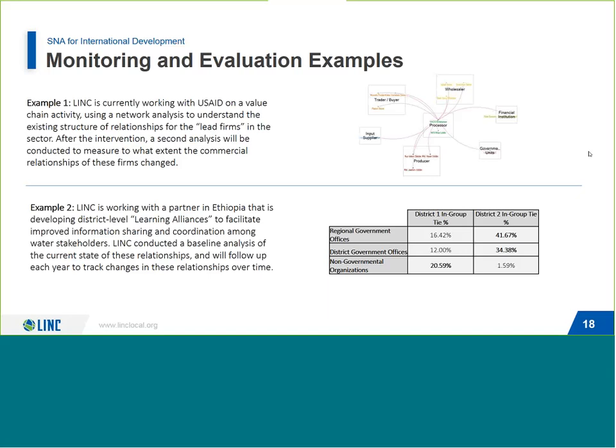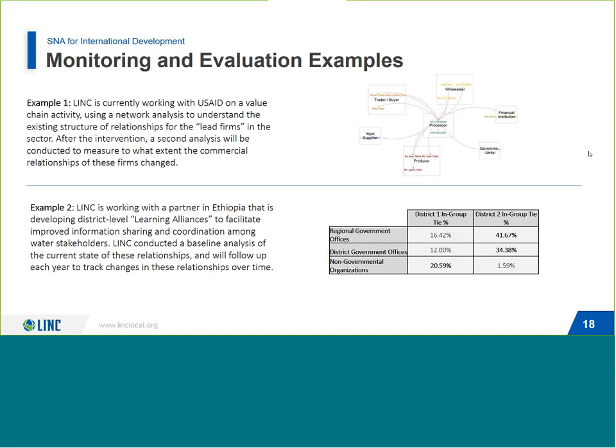So we've just completed a baseline analysis looking at these relationships. And then we're going to, once again, track it over time, every year in this case, actually. So an example of what we're looking at here, in these two different districts, we looked at the three different types of organizations within the sector. So regional government offices, which are the higher level, district government offices, which are more local, and then NGOs. And we looked at, are they sharing information within those groups? Are NGOs sharing information with each other?